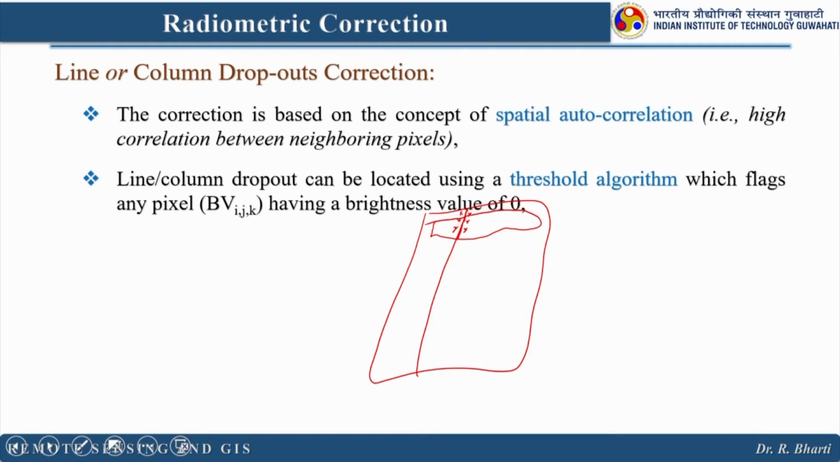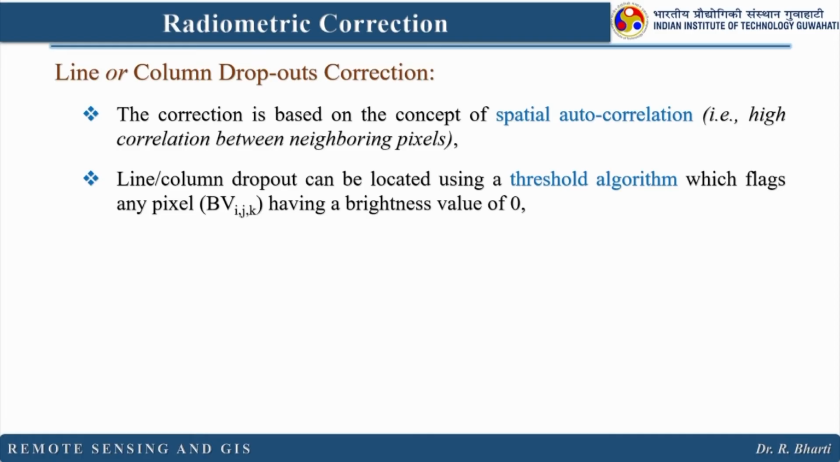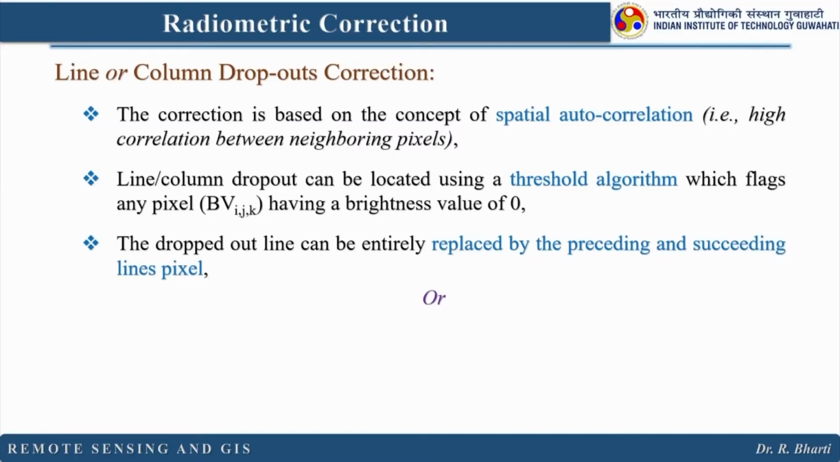The second point says line or column dropout can be located using a threshold algorithm, which flags any pixels having a brightness value of 0. So this is very easy. You can just run an algorithm or filter to identify 0 values in your image, and the image is a matrix, everything is the same here, right? The dropped out line can be entirely replaced by the preceding and succeeding line. I have already explained this.